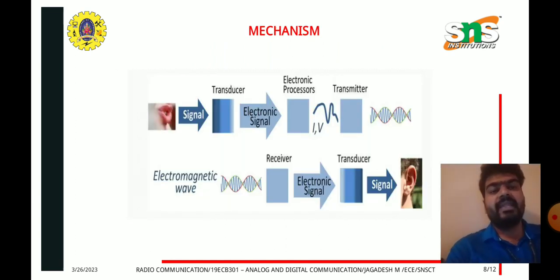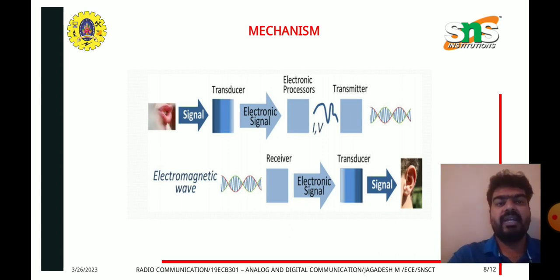And here is the mechanism involved in the communication, as I told in the previous session itself. For example, the signal from our voice will be given to the transducer, which will convert it into an electronic signal, and an electronic processor will process the electronic signals and give them to the transmitter. The transmitter will transmit the signals in the form of electromagnetic waves, and they will be received in the receiver section, converted again into an electronic signal, and given to the transducer, like any kind of transducer.